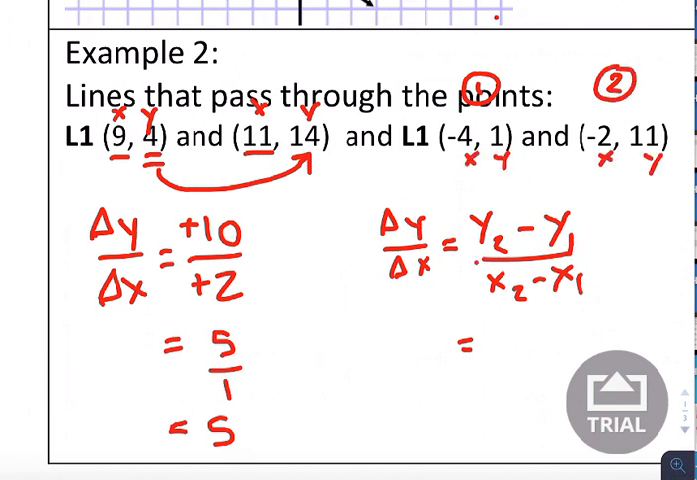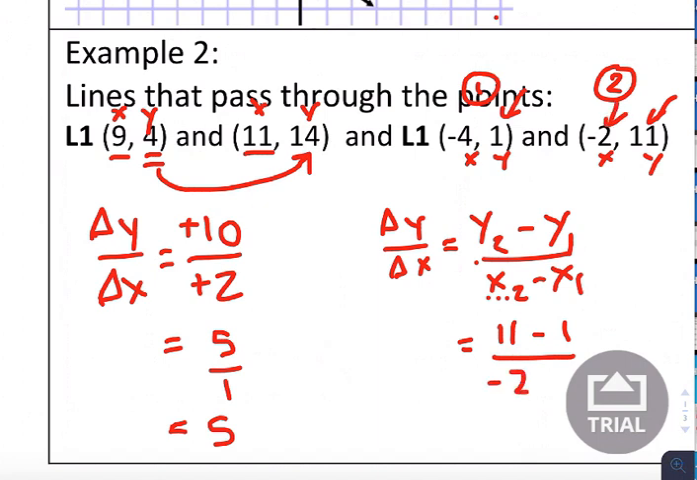So y2 refers to the y of the second point, so that's going to be 11. And then we're going to subtract off the y from the first point, which is going to be a 1. So you got the 11 here, and you got the 1 there. So we'll put that over the calculation for the x's. So we have to go to the second point. That's what's meant by x2. So second point x. And so that's going to be a minus 2.